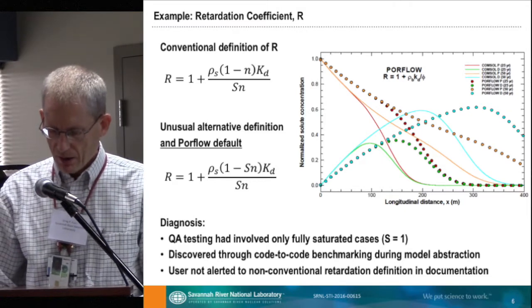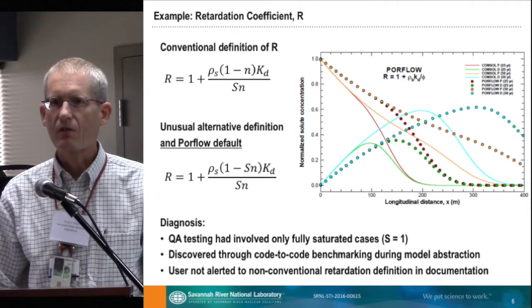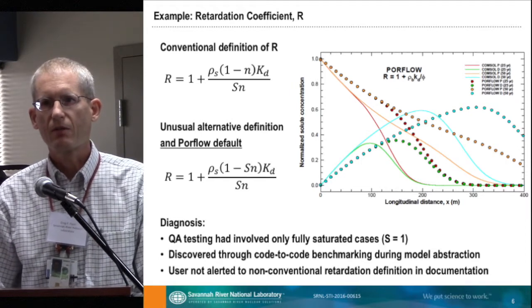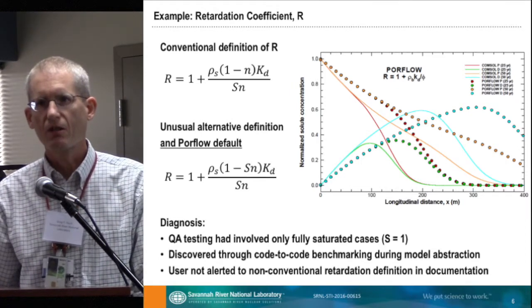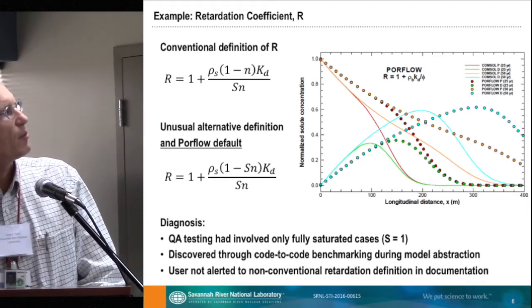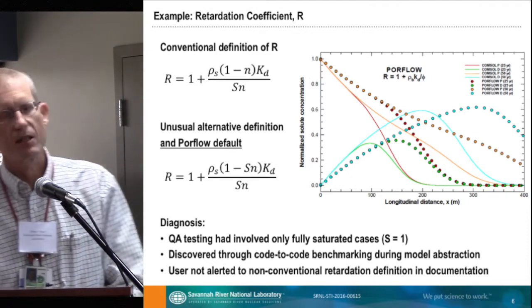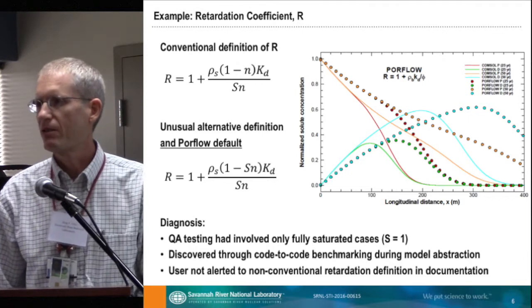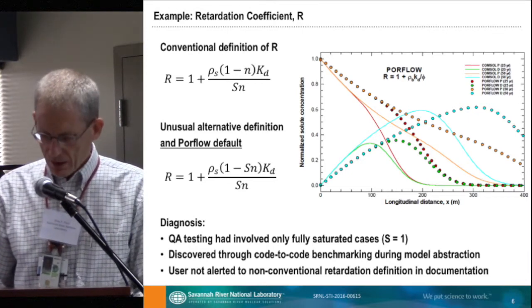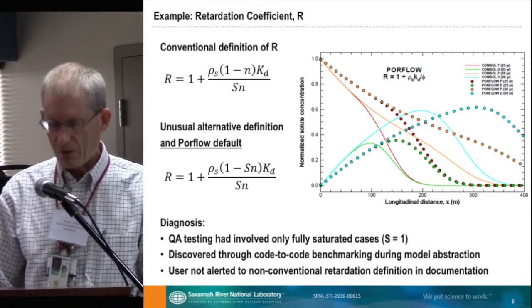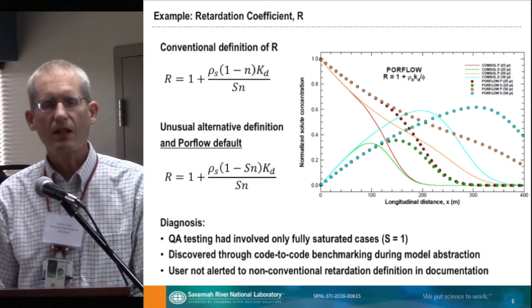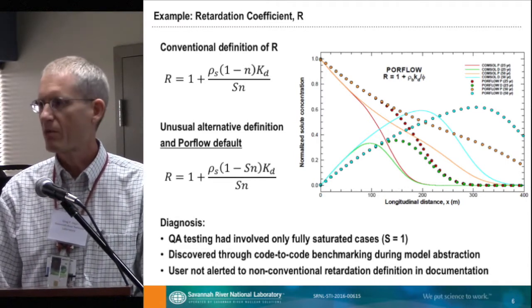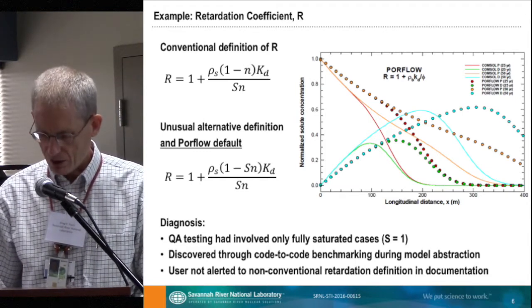Well, first of all, we realized all of our QA testing was only done with problems where the medium was fully saturated. So as you can tell in these two expressions, if you're fully saturated, they actually reduce to the same value. So our testing suite was not adequate to identify this problem. We did discover it not through a software QA exercise, but we moved on to the next stage of doing some code-to-code benchmarking. That's where that identified the issue.